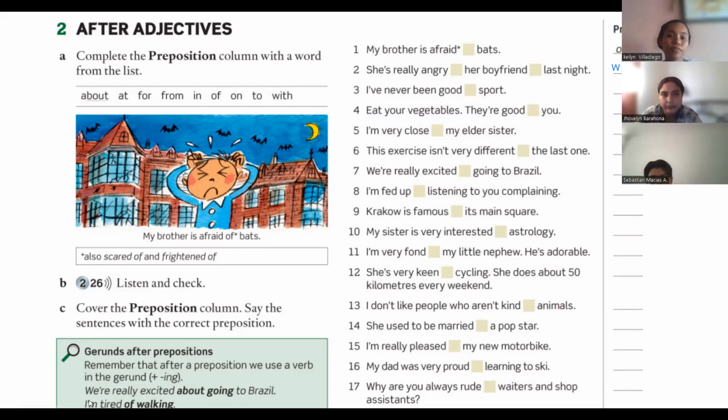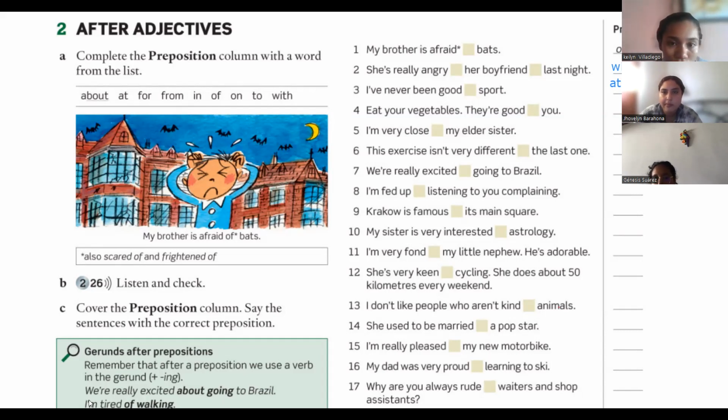Jovelyn, it's four. Eat your vegetables, they are good for you. Did you say 4? Yes, good for. Right, please help me. Jovelyn, 5. I'm very close to my elder sister. Close to. Kaylin, 6.